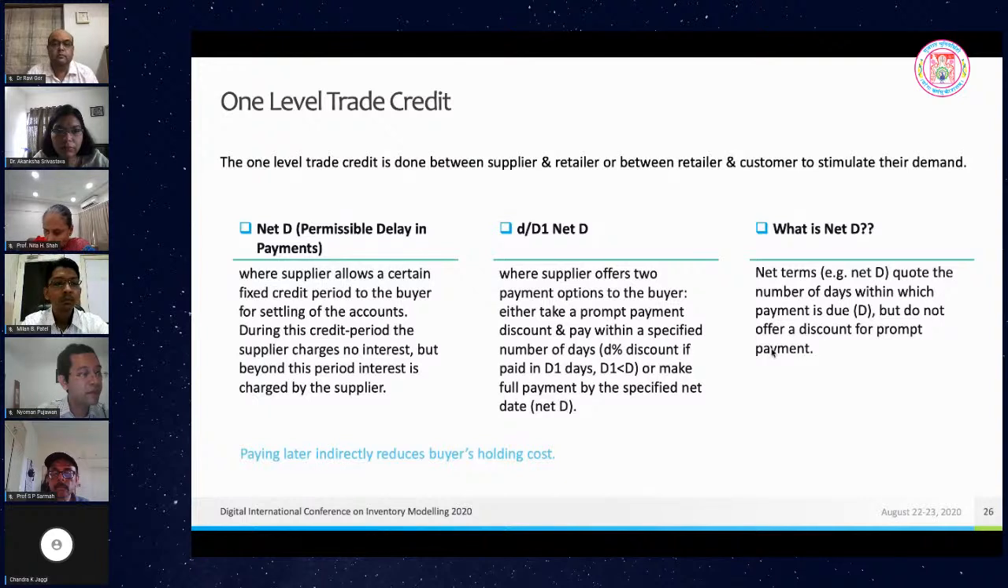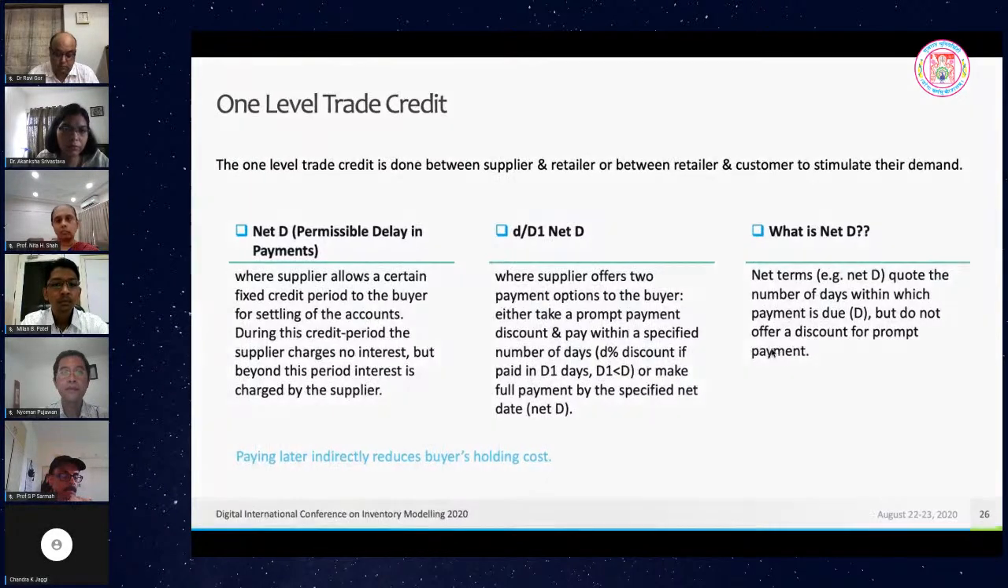Now, what is net D? The term net D quotes the number of days within which the payment is due, but does not offer a discount for prompt payment. That means you are not being offered anything, but you have to pay in net D days.